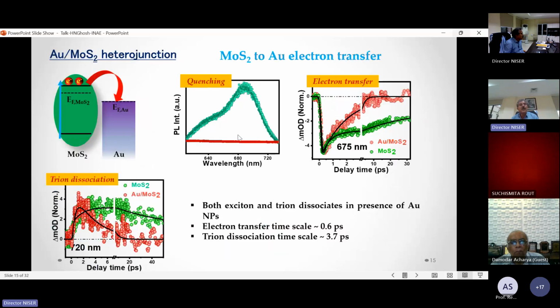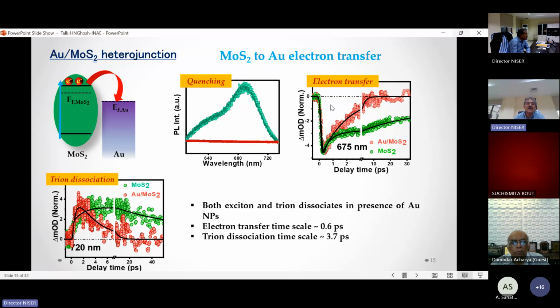Then what we did, we put gold. And what gold does, actually, if you excite MoS2, the electron can be transferred to gold, and you can see the huge luminescence quenching. That's what we have seen, luminescence quenching. So we also monitored the transient kinetics, both MoS2 and gold MoS2, at 670 nanometer. Drastically the intensity reduces. We just normalized it and measured the kinetics. We talked about the electron transfer, MoS2 to gold.